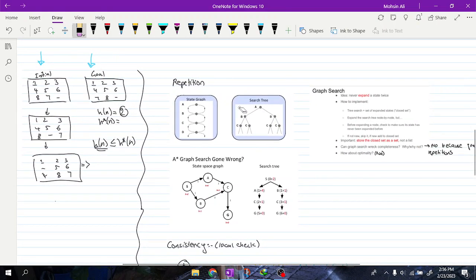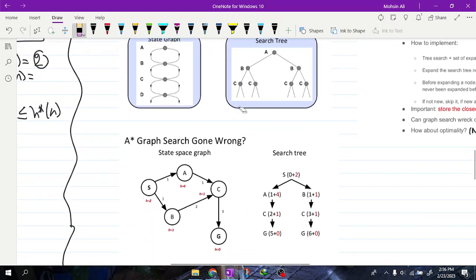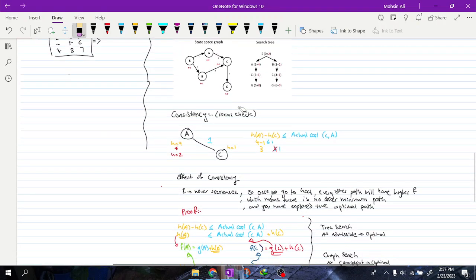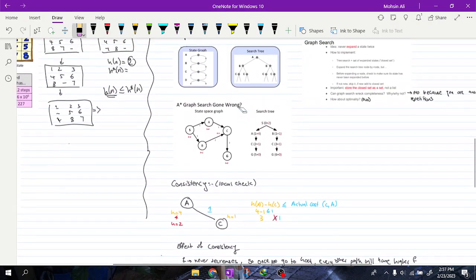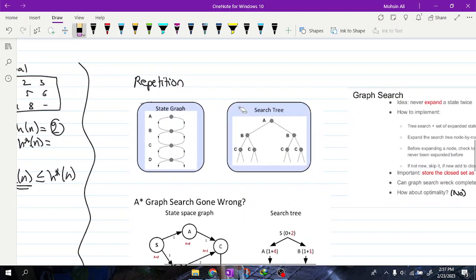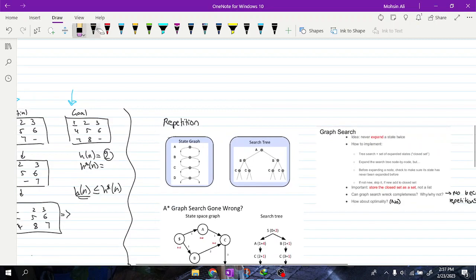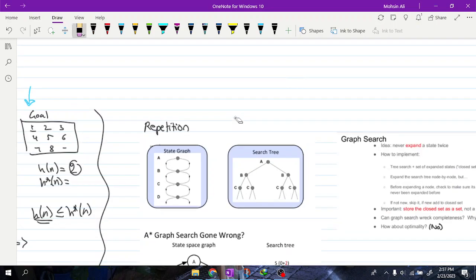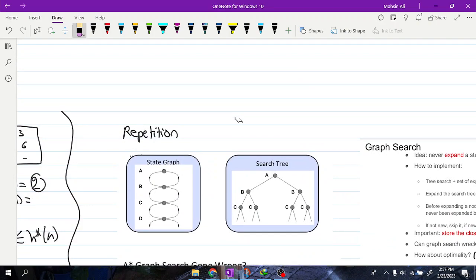If we are doing a tree search, in which we have some sort of a tree, let's say I have A, I have B, and I have C, then in this form your A star is optimal. But in terms of graph search, whenever we're drawing search trees for graphs, we are going to note that there can be repetitions of nodes.